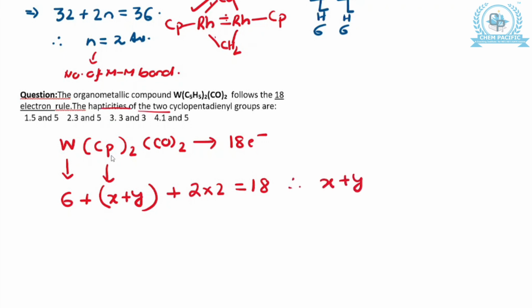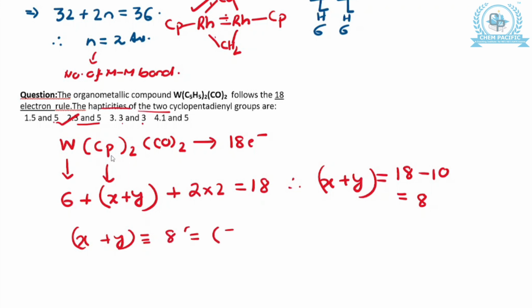Therefore, how much will x plus y be? So, x plus y is equal to 18 minus 10, which is equal to 8. So, total hapticity should be 8. So where do you see total hapticity 8, students? Here 5 plus 5, 10, not accepted. Here 3 plus 3, 6. 5 plus 1, 6, not accepted. So, 5 plus 3 is equal to 8. So, x plus y is equal to 8. This is only possible when x plus y is 3 plus 5, which is equal to 8. So hapticities are 3 and 5. So the correct answer is 2. The hapticities are 3 and 5.